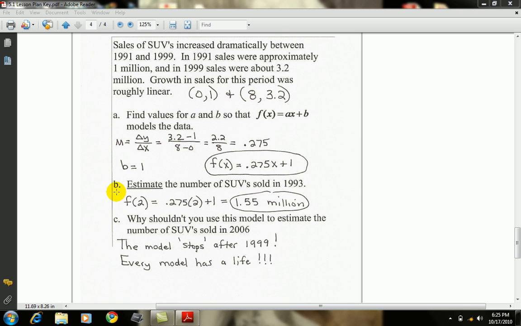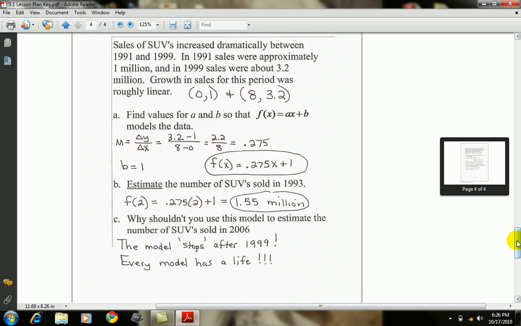Okay, part B. Estimate the number of SUVs sold in the year 1993. All right, our beginning year was 1991. That's sort of time 0. 1993 is 2 years away. So they're asking me to put 2 into the function. f of 2 is 0.275 times 2 plus 1, which turns out to be 1.55, but we need to remember to tack on the unit, millions: 1.55 million, because that wouldn't make sense if you didn't put on million. That would be crazy.